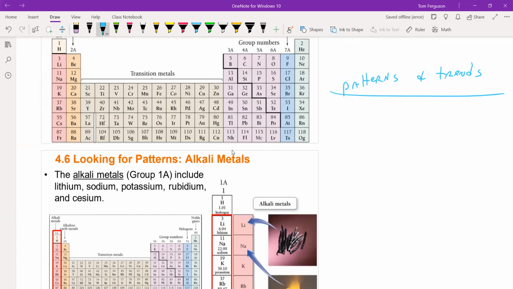Patterns and trends on the periodic table. Okay, pattern number one is ion formation. And I mentioned this before, I want to talk about it again. Okay, so group one, the alkali metals, plus one. Remember we talked about this?